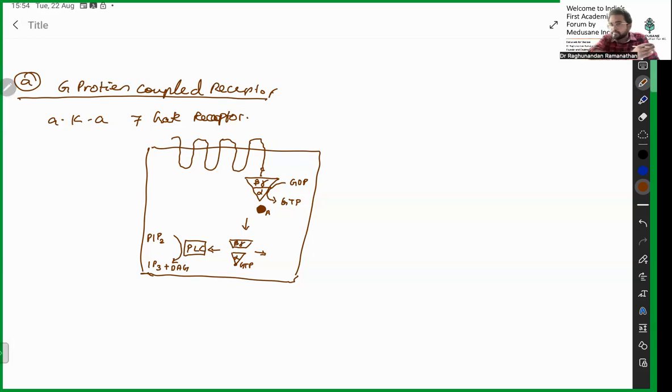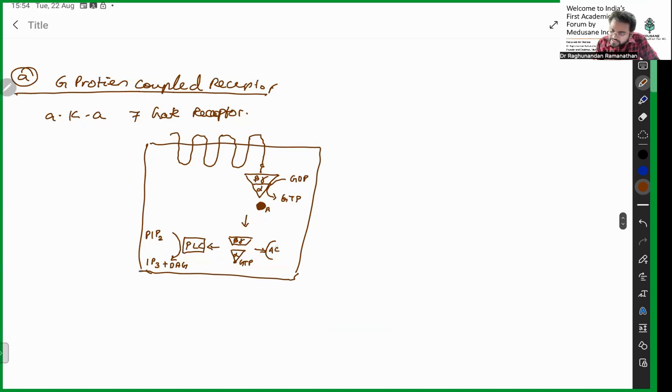ஓகே, இது ஒன்னு. இன்னொரு சைட்ல நம்ம என்ன பார்க்குறோம் அப்படின்னா, உங்களுக்கு பீட்டா காமா சப்யூனிட் இருக்கு, ஆல்பா ஜிடிபி இருக்கு. இது ஒரு சைட்ல இட் கேன் ஆக்டிவேட் யுவர் பாஸ்போலைபேஸ் and act on this conversion. இன்னொரு சைட்ல what it can do is it can activate your adenyl cyclase. Okay, it can act on your adenyl cyclase. அந்த adenyl cyclase என்ன பண்ணும்னா, ஆல்பா சப்யூனிட் தான் adenyl cyclase ஆக்ட் பண்ணுது.